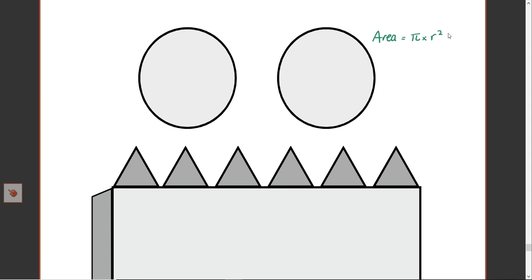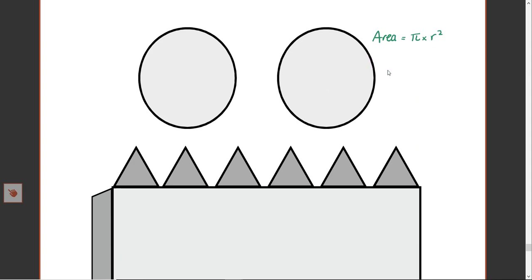We could measure the diameter, couldn't we? But what do I not know? I don't know exactly where the center is to get the radius. So what is a better way of finding the radius then? We would need to measure the diameter and then do what? Divide it by 2. Good.